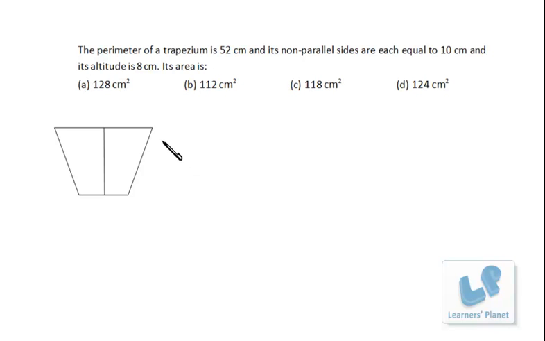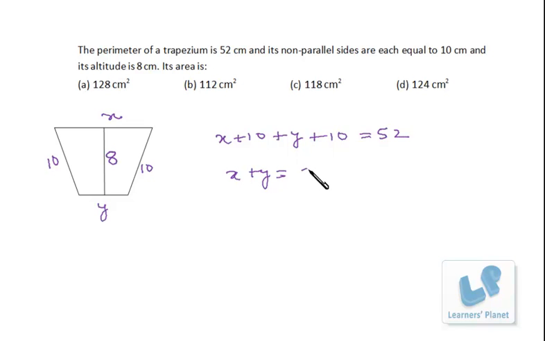Now, further this question is based on trapezium. The perimeter of a trapezium is 52 centimeter and its non-parallel sides are each equal to 10 centimeter and its altitude is 8 centimeter and we have to find out its area. Okay, now this is 10 centimeter, this is also 10 centimeter, altitude is 8 centimeter and we are given the perimeter, that is, suppose this length is x, then this length is y. That means x plus 10 plus y plus 10, that is 52. Okay, so x plus y is 52 minus 20, that is 32.